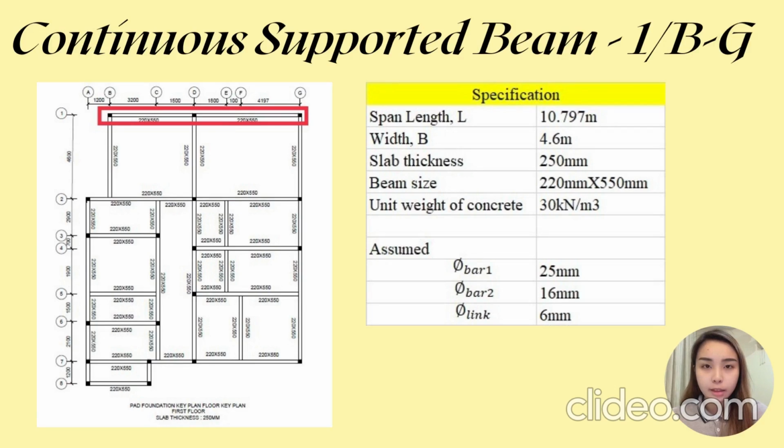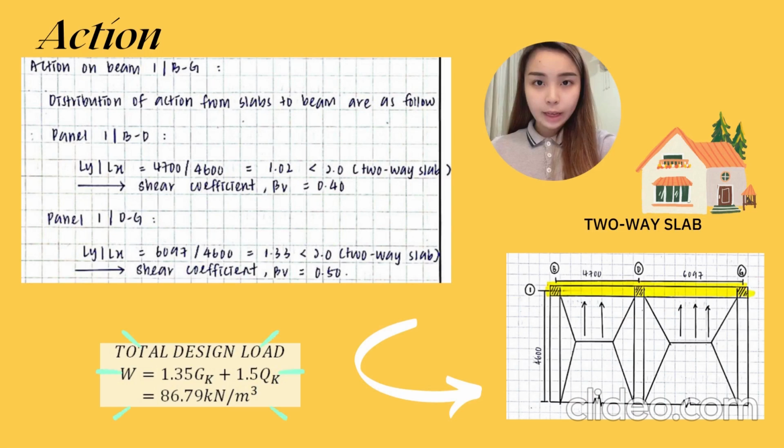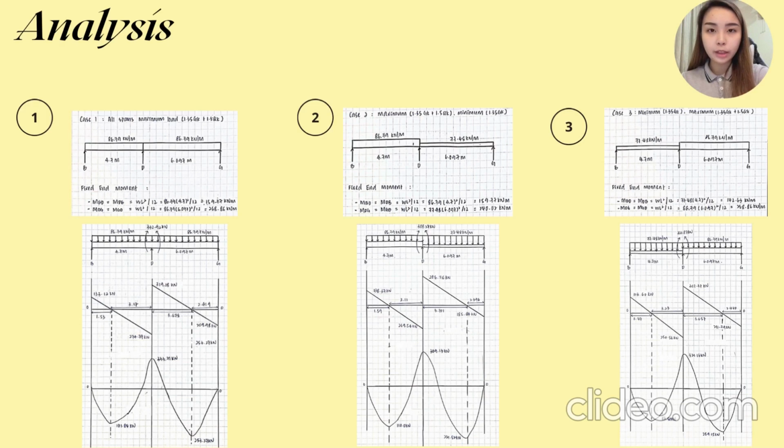The continuous beam that I designed is 1/B to G, and the specification is slightly the same as the simply supported beam, with beam size 220 mm x 550 mm. The span length is about 10.797 meter and the width is 4.6 meter. Next is the action on beam 1/B to G. By referring to the table of shear coefficients for two-way leg, beam 1/B to G is considered as the condition of two adjacent edge discontinuous. For the analysis part, there are 3 cases. First is all span maximum load, case 2 is maximum minimum, and case 3 is minimum maximum.